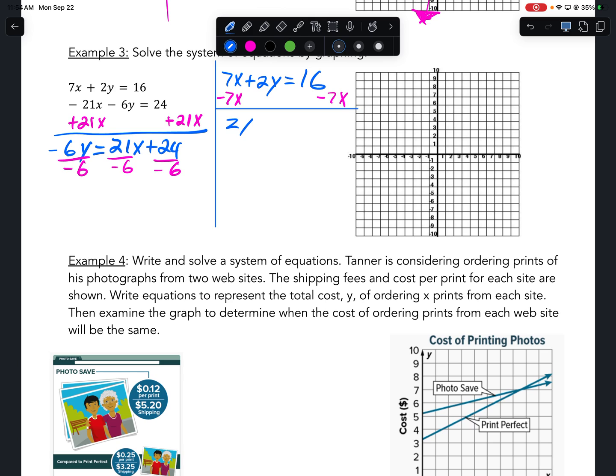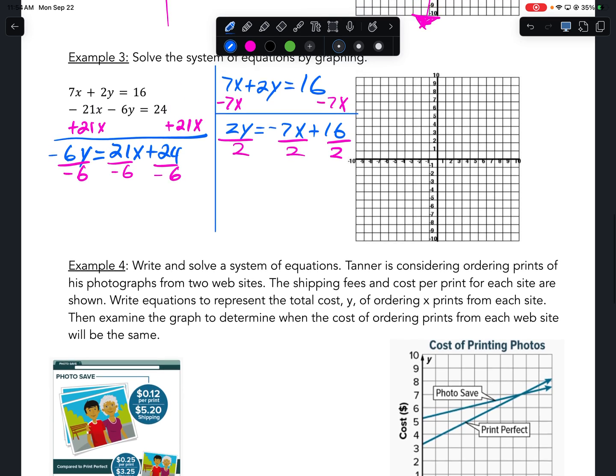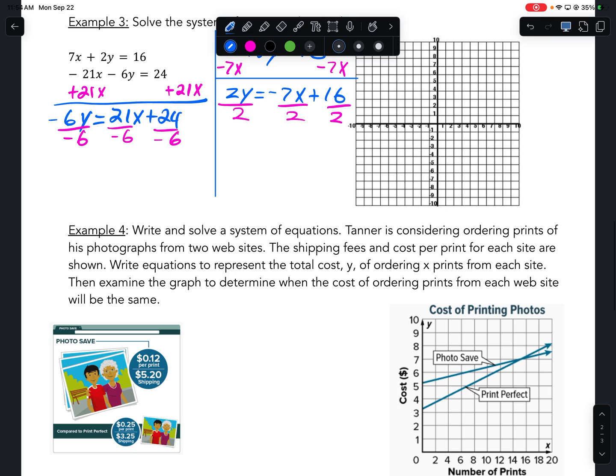Okay, so 2y equals -7x plus 16. Divide by 2. So first equation we get y equals, so bust out your graphing calculator, do 21 divided by -6, math enter, enter. You should get 7 over -2.